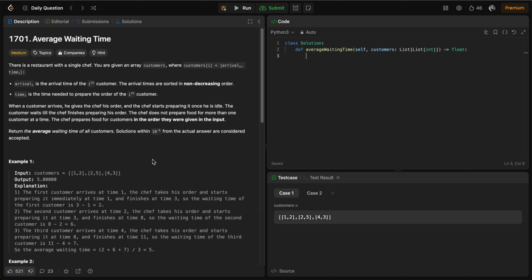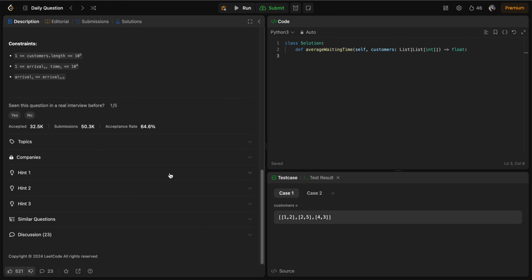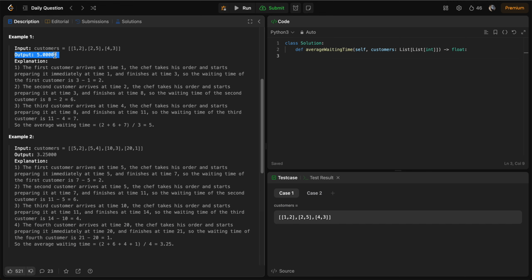Return the average waiting time of all customers. Solutions within 10 to the power of negative fifth of the actual answer are considered accepted. So we have some examples. So the first customer arrives at time 1, and then the chef takes his order, starts preparing immediately, time 1, finishes time 3 because it takes time 2. So the waiting time of the first customer is 3 minus 1 is equal to 2.